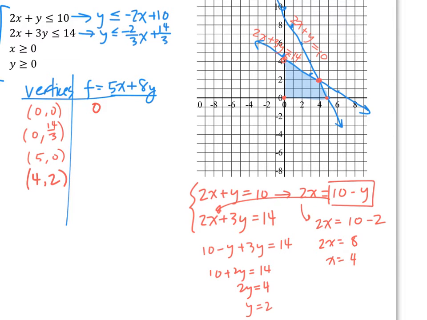So 5 times 0 is 0. 8 times 14 over 3. Someone find it and let me know.